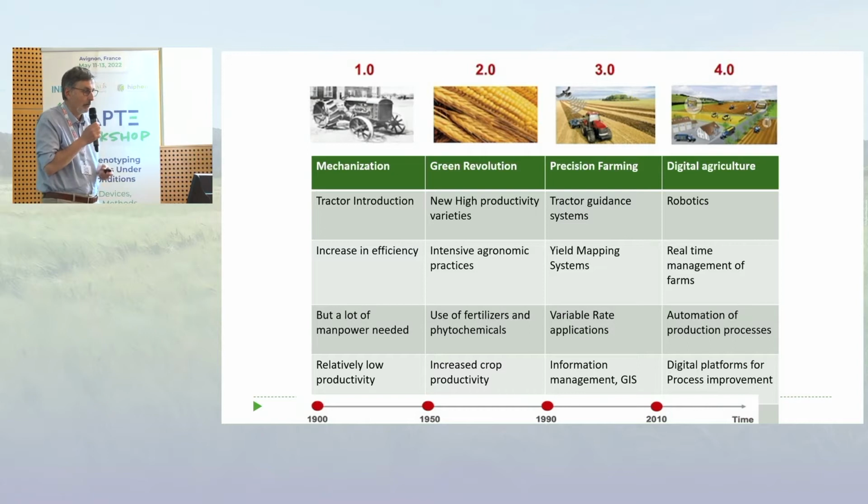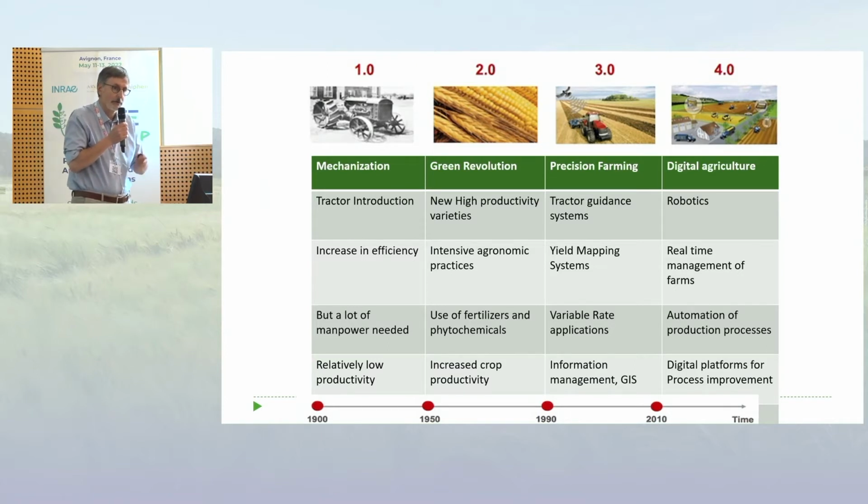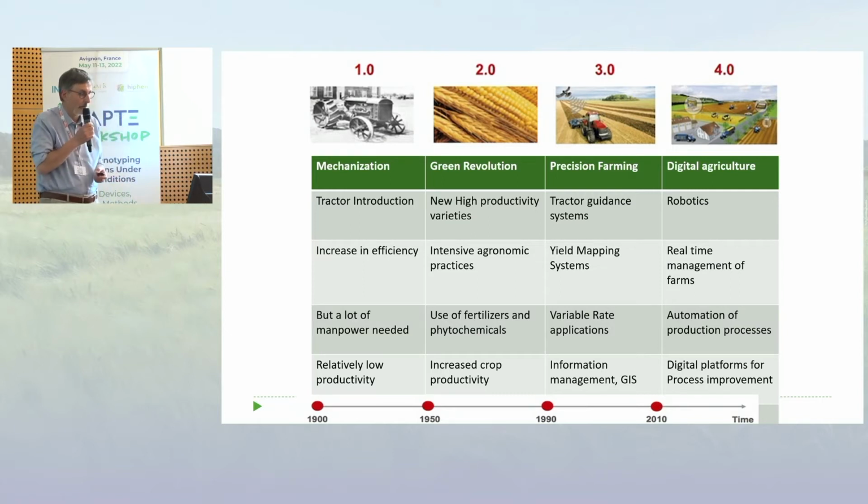So basically, why it's because usually it's considered that the different steps of development of agriculture, going from mechanization, green revolution, precision farming, and lastly, digital agriculture, in which there is much more use of automated process and robotics and decision support systems as compared to previous aspects.